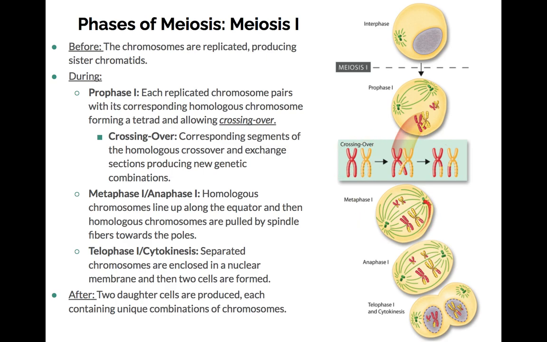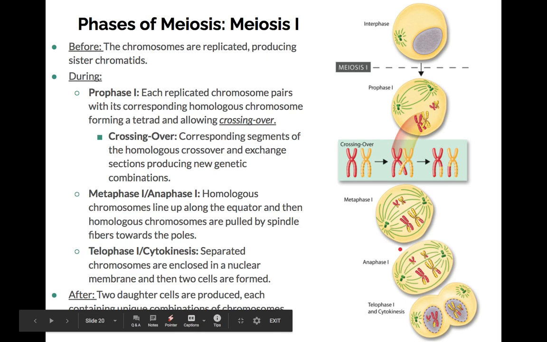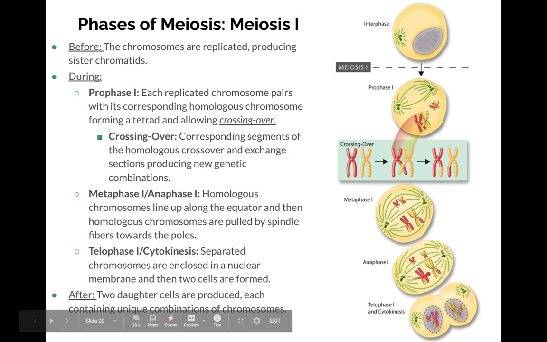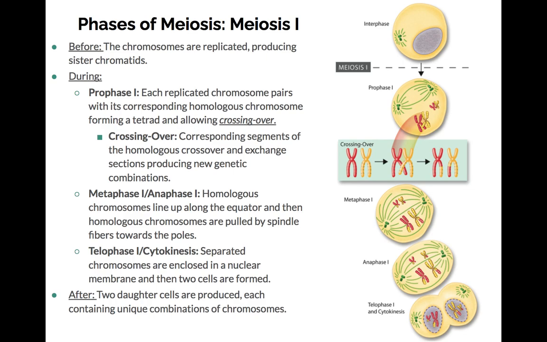Then we get to metaphase and anaphase 1. In metaphase, we know that they line up in the middle. Always think meta, middle. In anaphase, the homologous chromosomes are pulled apart. Anaphase, apart. Then in telophase and cytokinesis, the separated chromosomes are enclosed in a nuclear membrane, and 2 cells are formed. So by the end of meiosis 1, remember that 2 daughter cells are produced, and they each contain a unique combination of chromosomes.